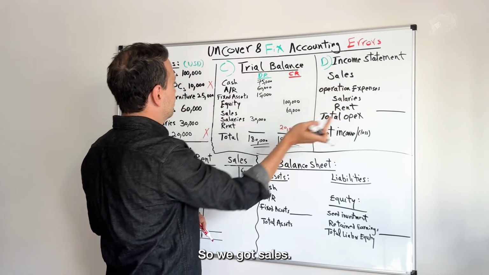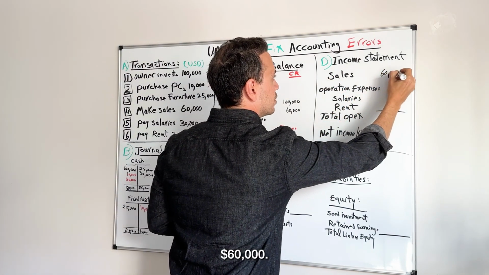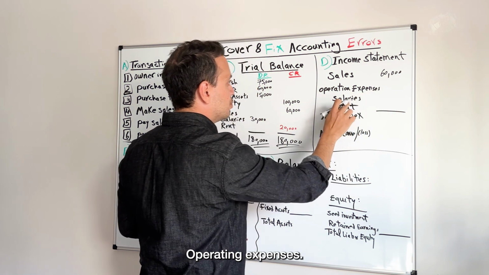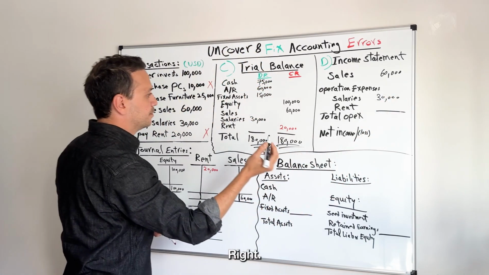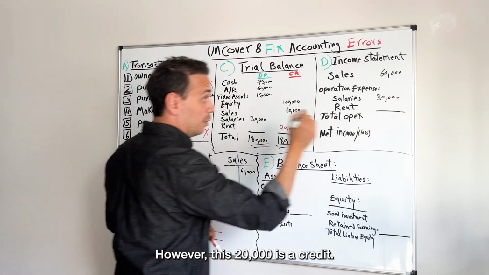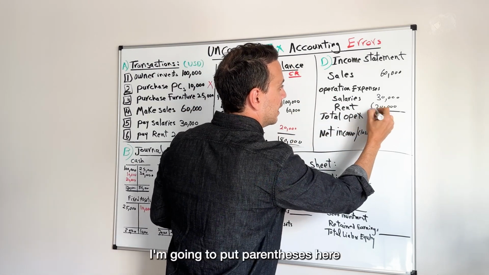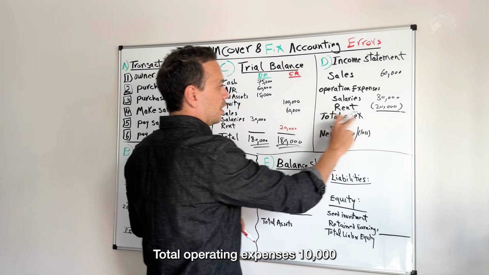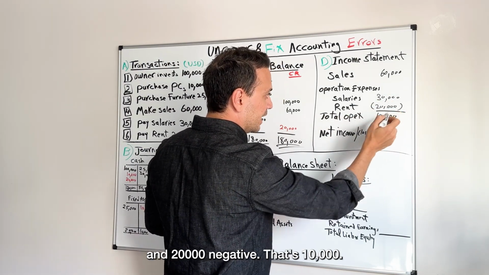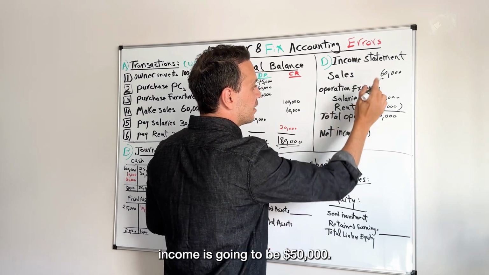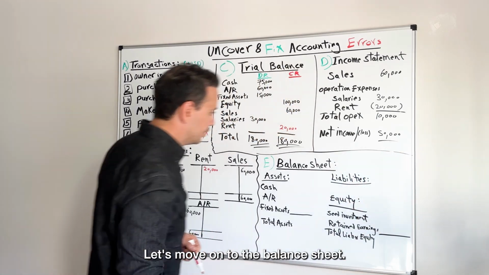Let's go ahead and prepare the income statement to see what we got. So we got sales. Well, our sales were $60,000. Operating expenses, we got salaries, 30,000, right? We got rent, 20,000. However, this 20,000 is a credit, see, because we made the mistake. So 20,000, I'm gonna put parentheses here because it's a credit. Total operating expenses, 10,000, because we're adding 30 positive and 20 negative, that's 10,000. So then our net income is gonna be $50,000.